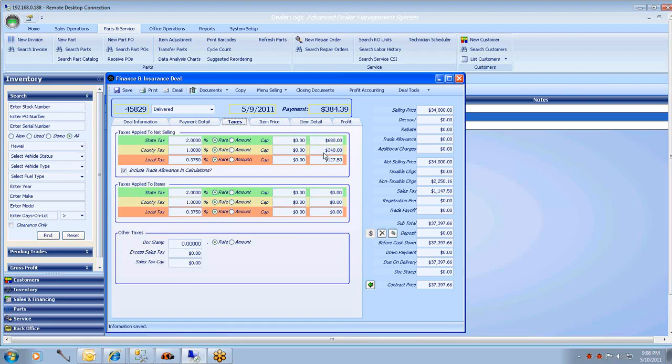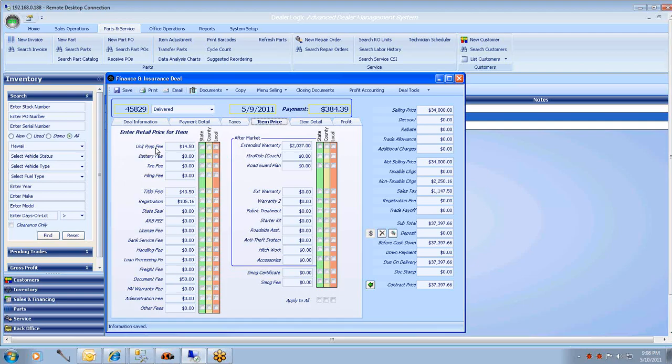See our totals here. Our item price, we're charging for a prep fee, a title fee, a registration fee, and a document fee. The prep fee and our document fee we are claiming as pure income, whereas the title fee and the registration fee, we are collecting these, in our case, on behalf of the state, and we will turn these funds over to the state. We have also sold an extended warranty to this particular customer. Anything in the aftermarket area, we need to claim profit for that, and we do so in our profit accounting process, so let's go there and show you that.